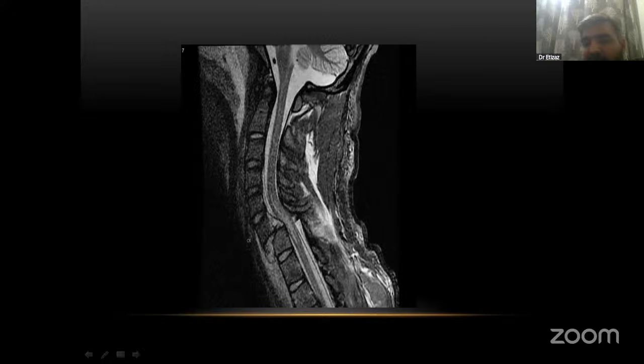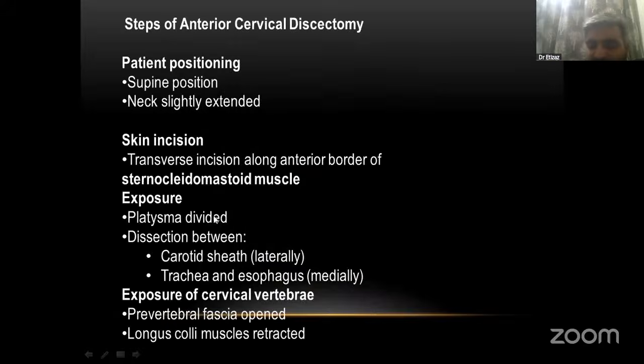When there are locked facets, we can switch to the 360 approach, with multiple anterior and posterior steps, because posteriorly we have to unlock the facets. But when there are unlocked facets, we can go anteriorly in the post-traumatic picture. So what are the steps of anterior cervical discectomy?